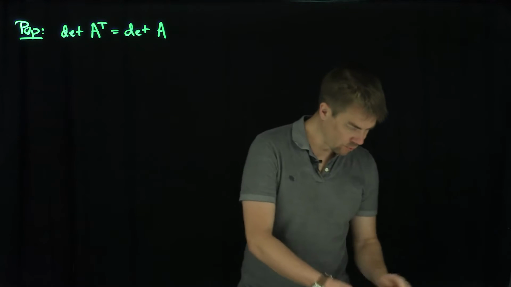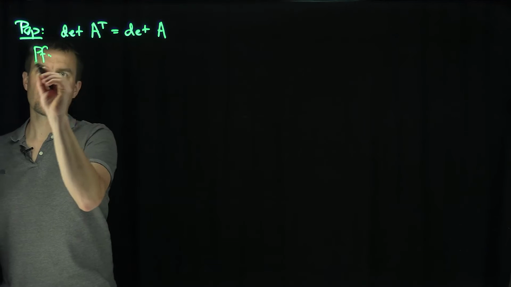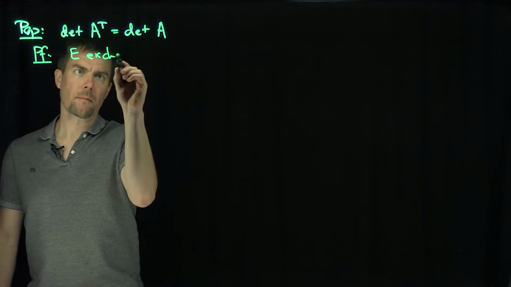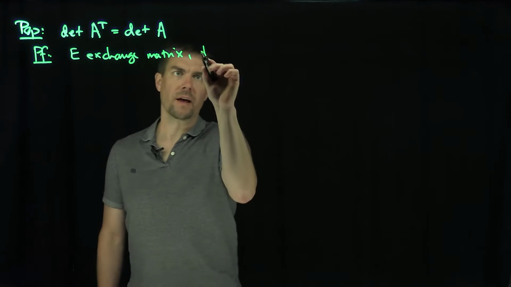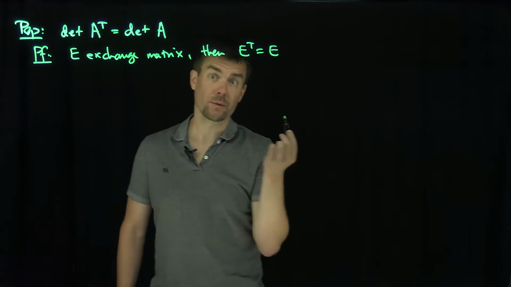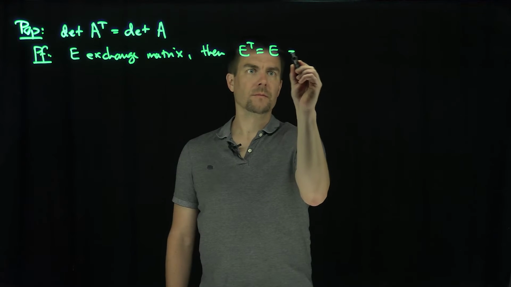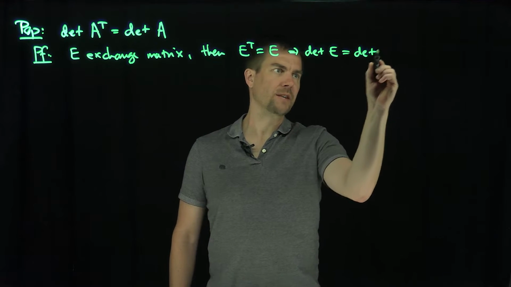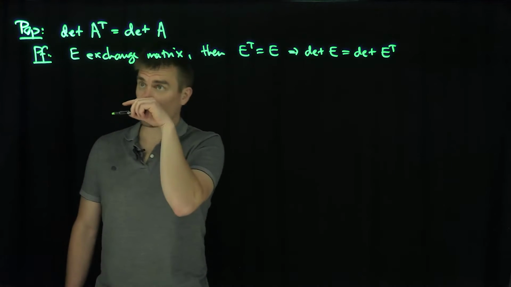Well, we use our standard trick of saying we know proof. If E is an exchange matrix, then E transpose is equal to E inverse, right? And so in this case, determinant of E is determinant of E transpose. So in other words, this proposition is true for exchange matrices.